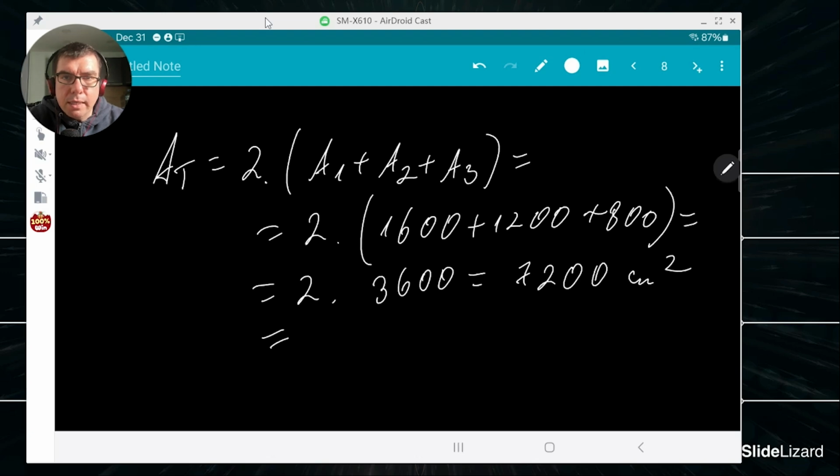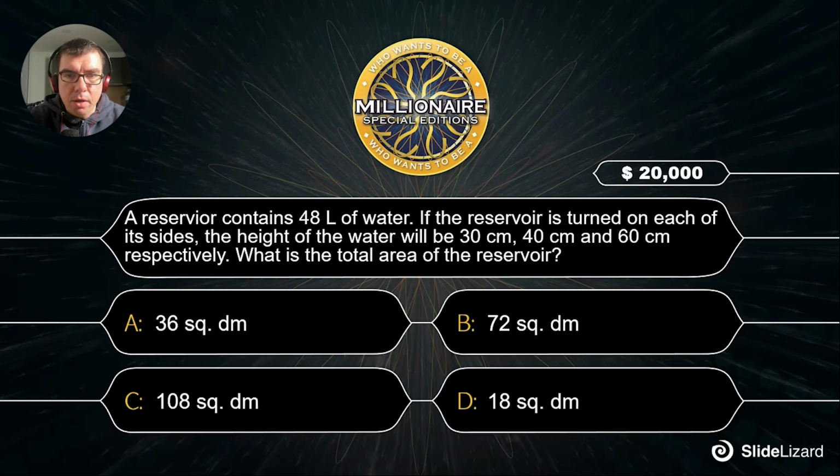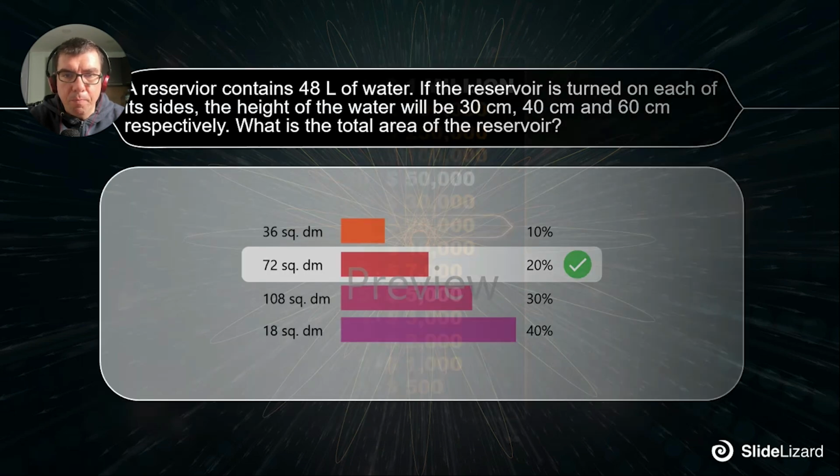And now we need the answer in decimeters squared. We just divide by 100, 72 decimeters squared. If we convert from centimeters squared to decimeters squared, we divide by 100, okay? And this should be our answer. So we should get B, right? Yes, that is correct. Let's go.